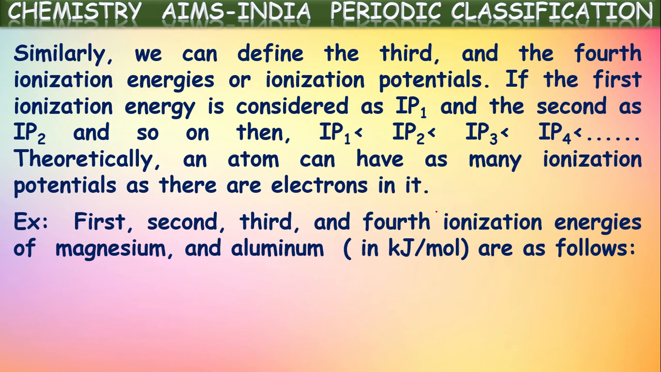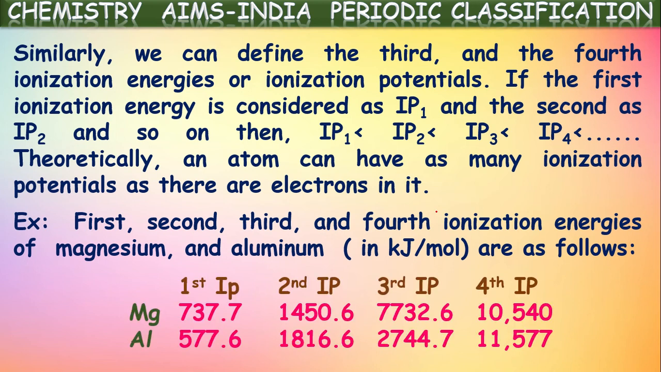For example, the first, second, third and fourth ionization energies of magnesium and aluminum are mentioned here. For any atom, the first ionization energy will always be lower, the second ionization energy will be greater than the first, and the third will be greater than the second. In that way, they are in increasing order. Why is it so? Do you know?